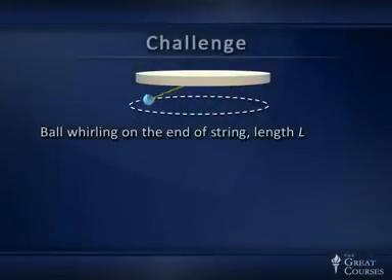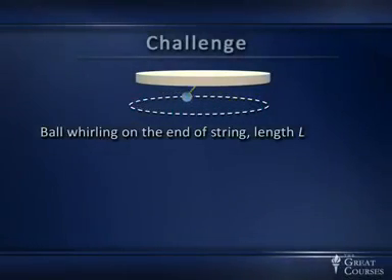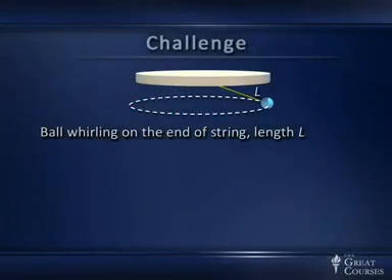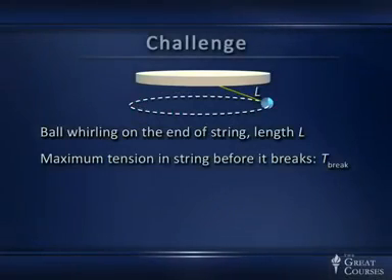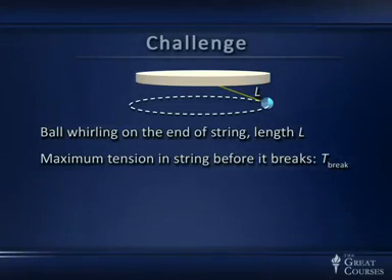So here's your challenge. You've got the ball whirling at the end of a string. The string length I'm going to call L. The maximum tension in the string before it breaks, I'm going to call T sub break. So strings, cables, things like that, they have breaking tensions. If you apply more force than that, they fail and they break.